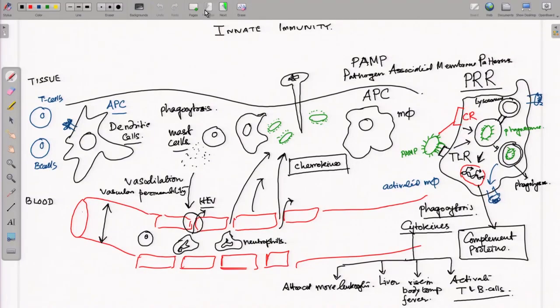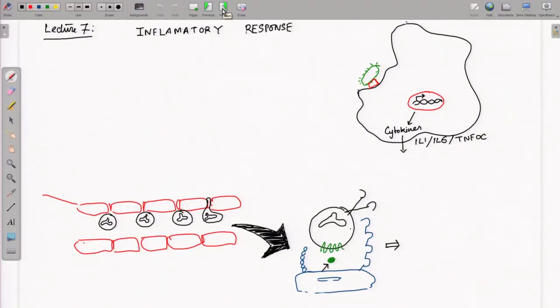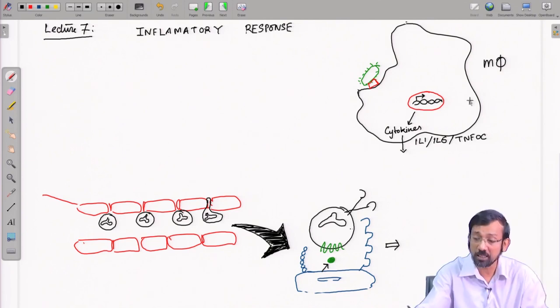Now, how does this happen? Let us for the time being leave this picture here, whatever we have seen in the last class, and move on to the next page and see what actually happens during an inflammatory response. From the last class, we have seen that the tissue macrophage, or the antigen presenting cell, has already engulfed or phagocytosed a bacteria or a pathogen and has started secreting the cytokines. These are the cytokines that are secreted as an immediate response after internalization of the bacteria.